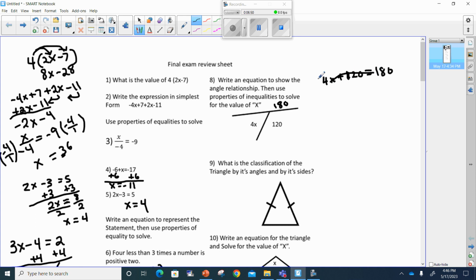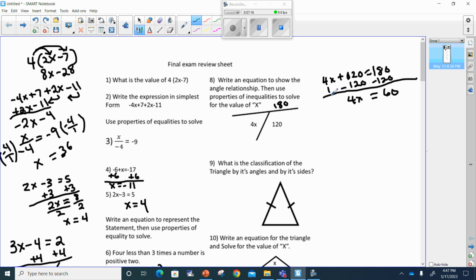Well, I got a two-step equation again. With this two-step equation, I'm going to subtract 120 so we can get x by itself. Whatever I subtract from one side, I do to the other. 180 minus 120 is 60. And 60 is going to equal 4x.